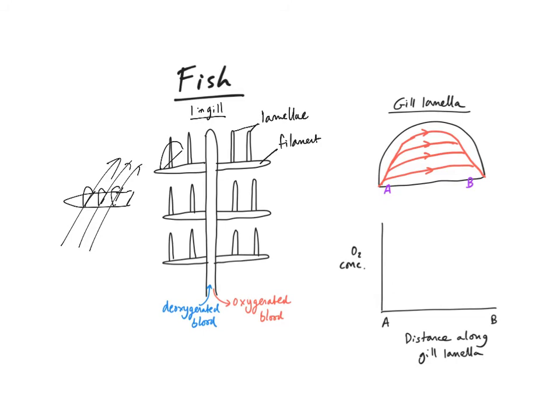So in terms of thickness of barrier, the water is right next to the lamellae, and in the lamellae are the capillaries. So this is a capillary, if you're American, and this is that gill lamella. There are many lamellae, so this is one of them. You can see that the blood's going from A to B, and crucially, water moves in the opposite direction. So water will move this way.